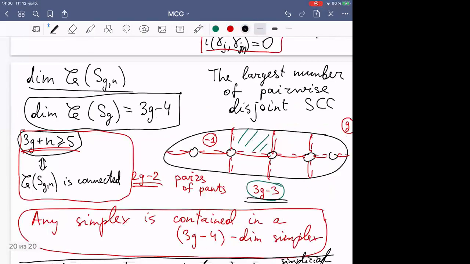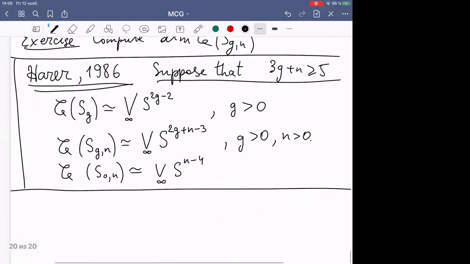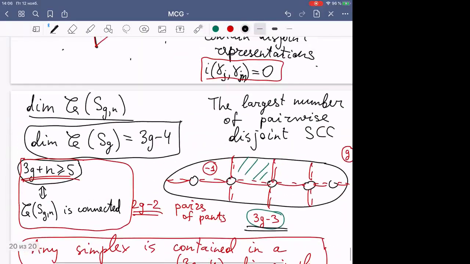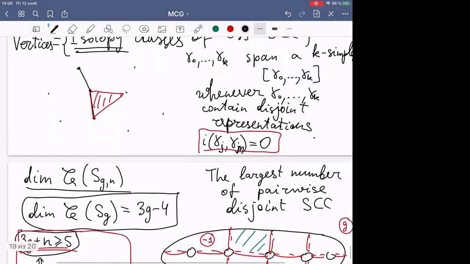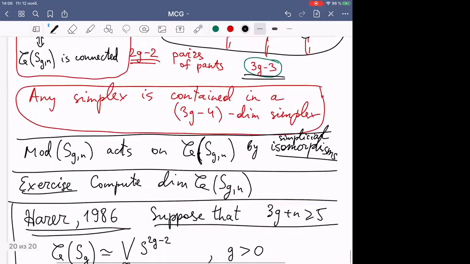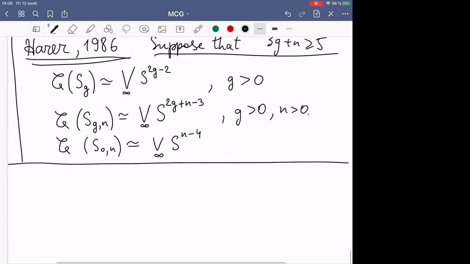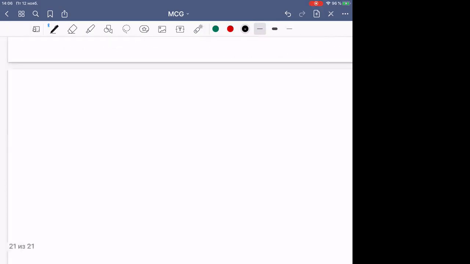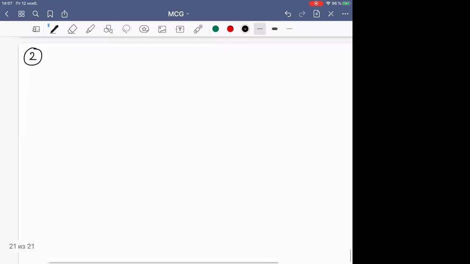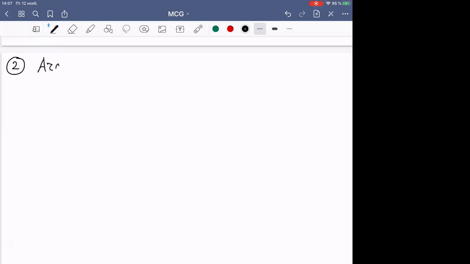This is not so hard. But now let us come to another complex. I would like first to show you several useful complexes and only then come to some particular properties of them, since it is better to look at them together, to understand some similarities between them. A complex which is very similar to the curve complex is called the arc complex.